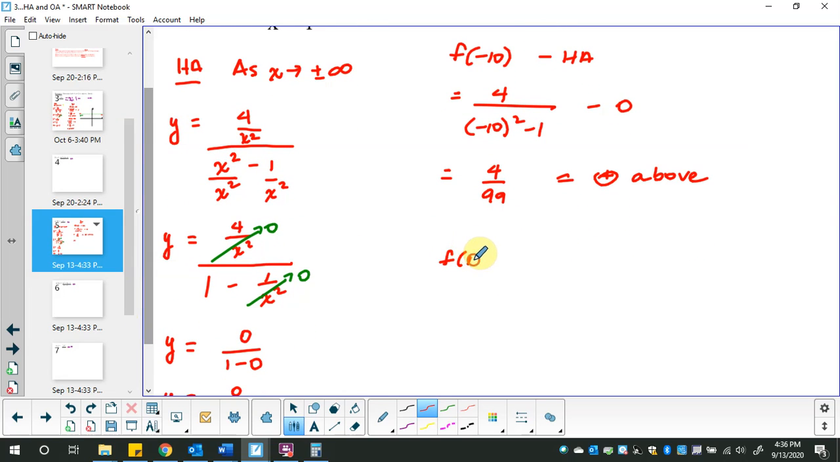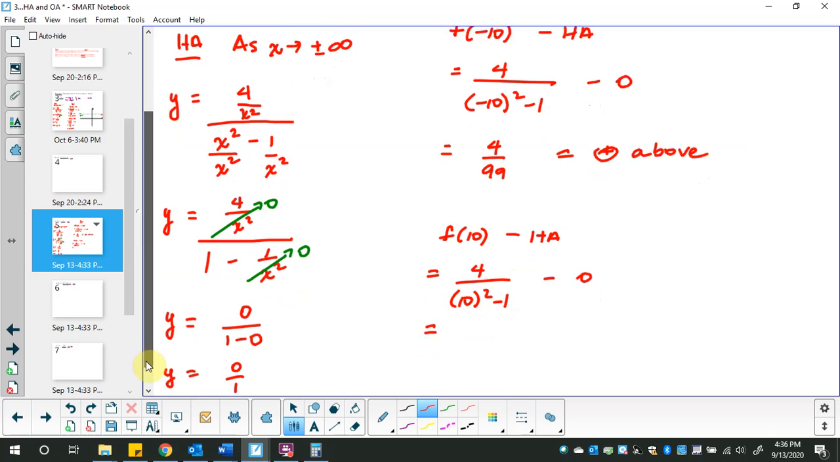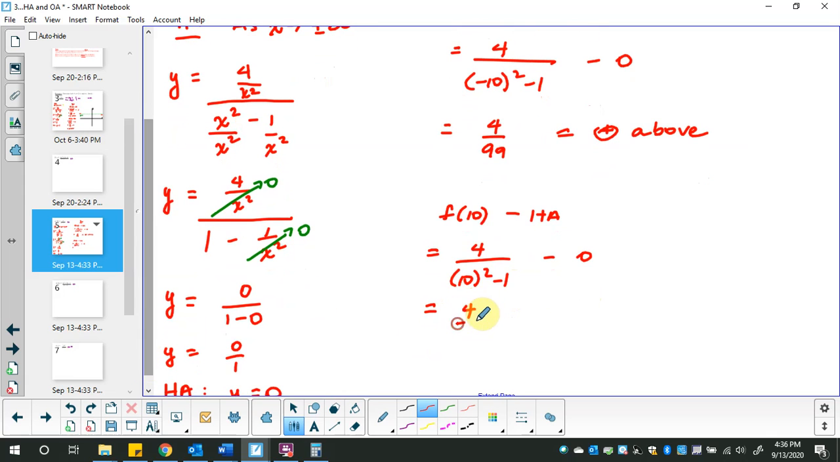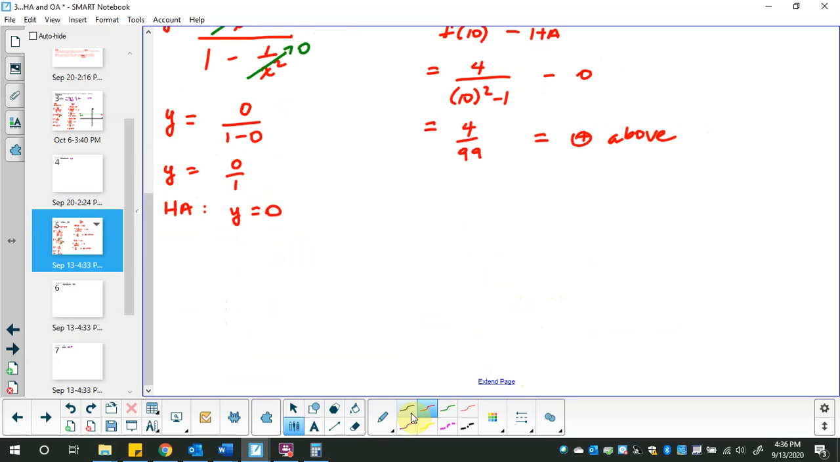This time I'm putting in 10 minus the horizontal asymptote, so that's 4 over 10 squared minus 1 minus 0. So that's 4 over 99 again, minus 0 is positive. See, I told you it didn't always alternate. That's also above. So time to draw my picture, my graph, my sketch in this case.